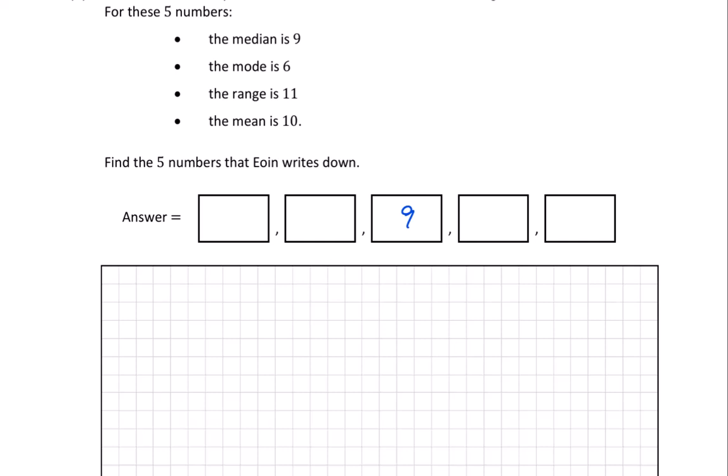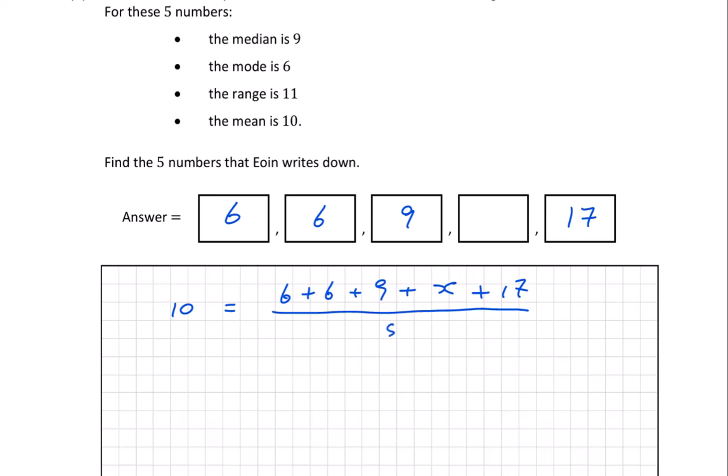Now, they tell us the mode is 6. So 6 is lower than 9, so I'm going to put 6 here and 6 here. Now they tell us that the range is 11, and the range is the maximum minus the minimum. The minimum is 6, so all I need to do is add 11 to 6 to give us this number here. Then to find the one remaining number, I'm going to use the mean. We know that the mean is what you get when you add up all the numbers and divide by the number of numbers. So in other words, 10 must equal 6 plus 6 plus 9 plus, we'll call it x for the moment, plus 17, and then divide that by the 5 numbers.